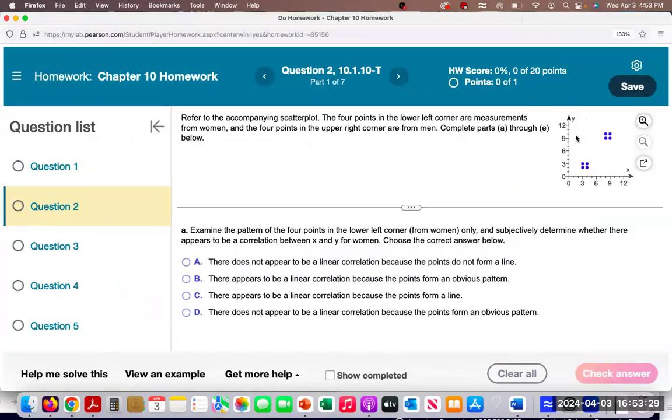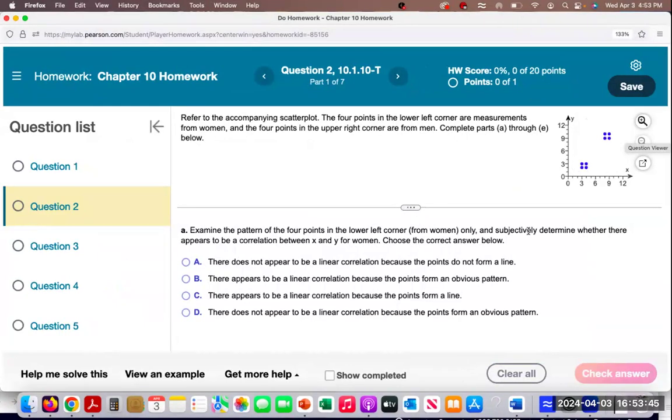Refer to the scatter plots. The 4 points in the lower left corner are measurements from women, and the 4 points in the upper right corner are measurements from men. Examine the pattern of the 4 points in the lower left corner from women only and determine whether there appears to be a correlation between X and Y for women.